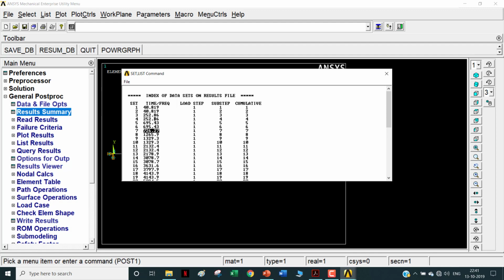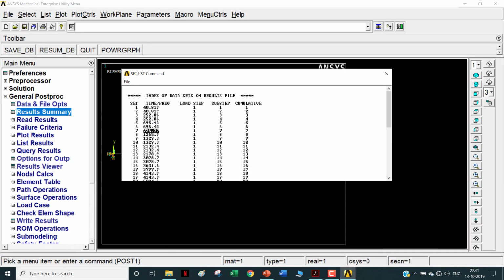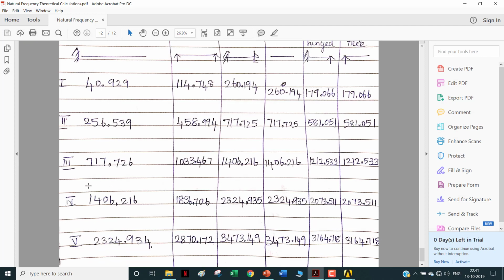Here theoretical is 40.81, and I have 40.92. Here I have 256, here it is 252. Then here it is 717 in theoretical calculation, and in ANSYS I have 726, right? And the next answer, the error is going to be even higher, 1406.